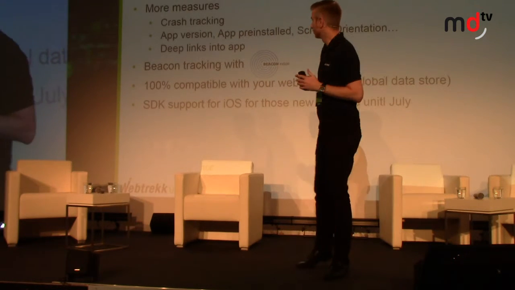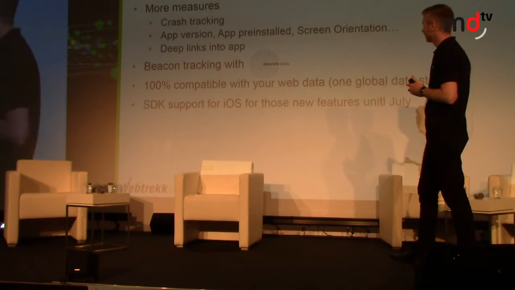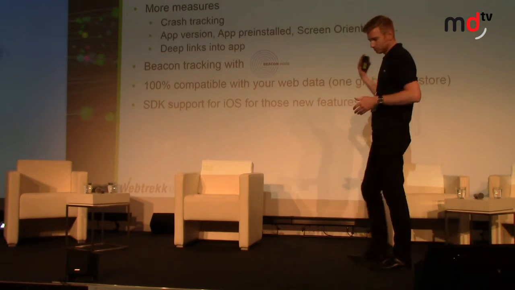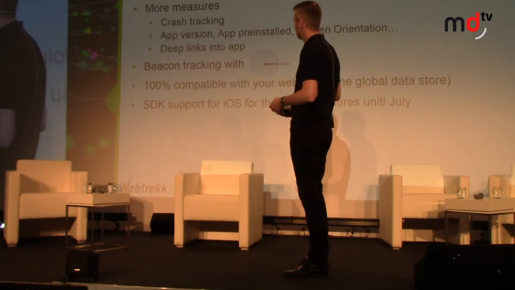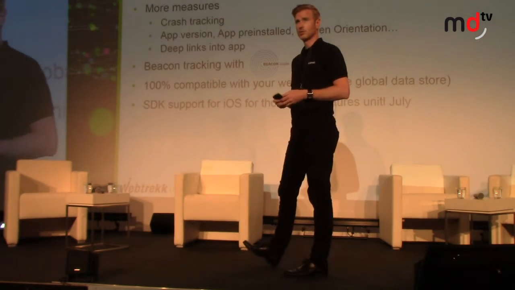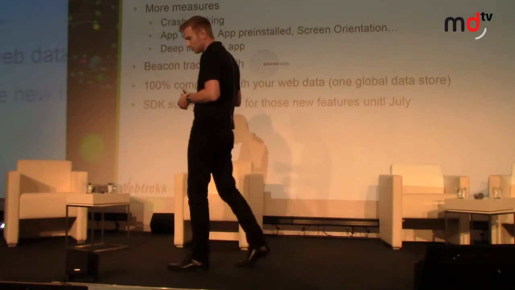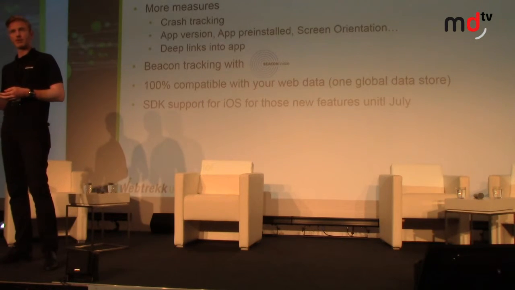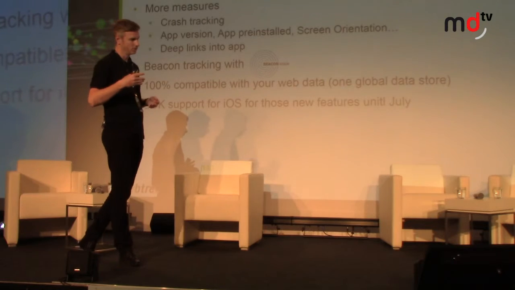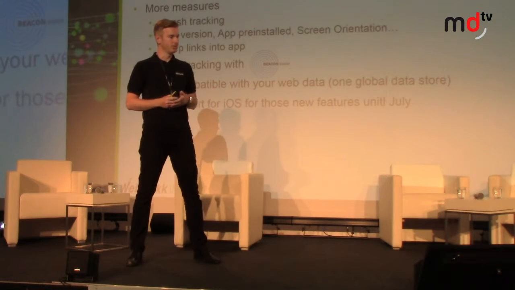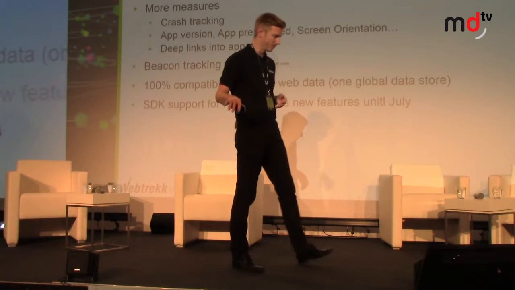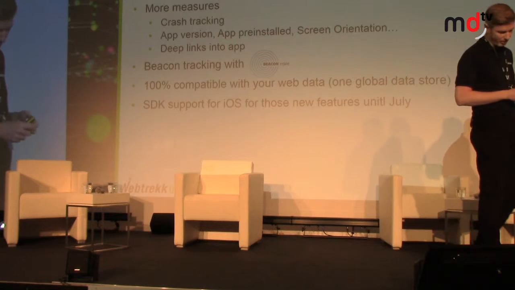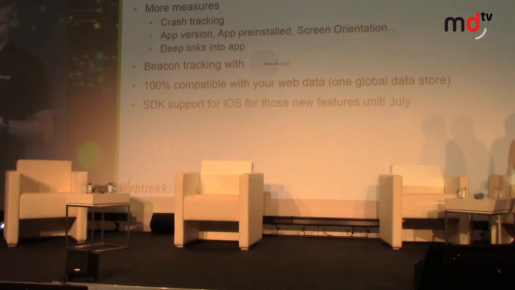So a couple more nice things to know in the app area. Now we are able to track many more objects, dimensions, and metrics. An interesting thing here is that you can do crash tracking. So if your app really goes down hard, now we can catch the last error and send it to our server, so you can easily analyze what the reason for the crash was. This also includes the stack trace. You can measure app version and also deep links into apps.